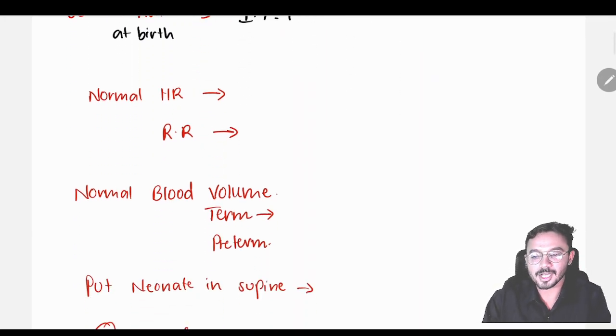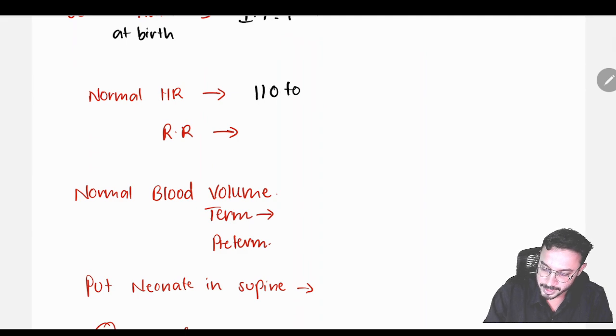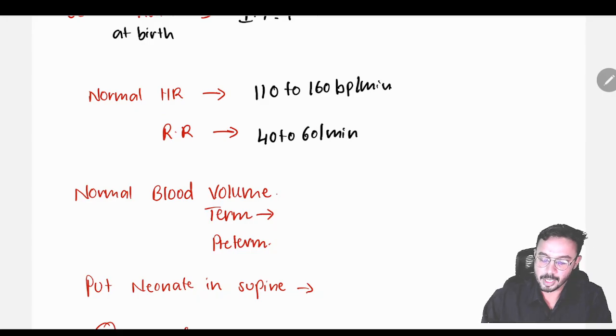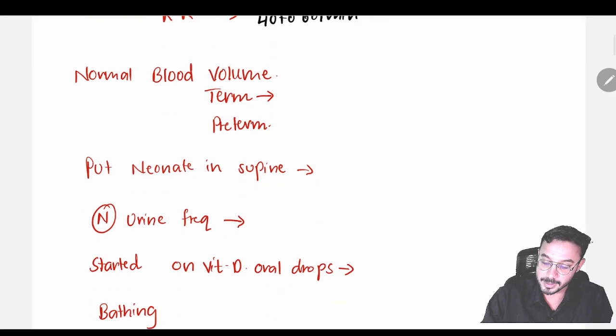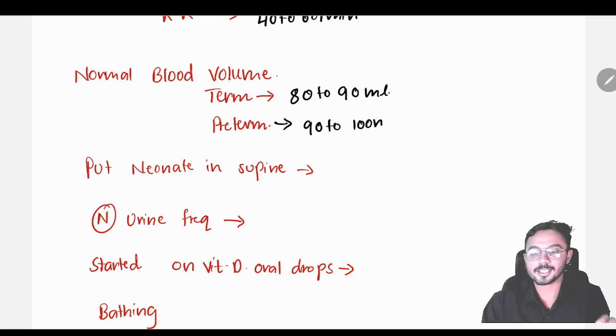What is the normal heart rate of a newborn? 110 to 160 beats per minute. What is the normal respiratory rate? 40 to 60 per minute. What is the normal blood volume? In term babies, it's 80 to 90 ml, and in preterm babies, it's 90 to 100 ml. These are the normal blood values.